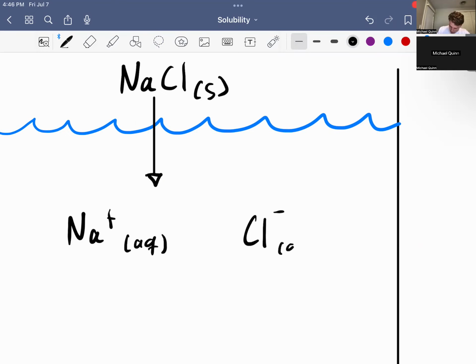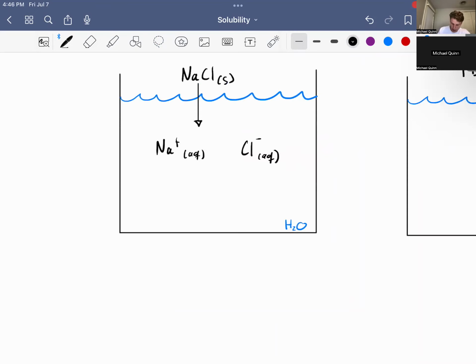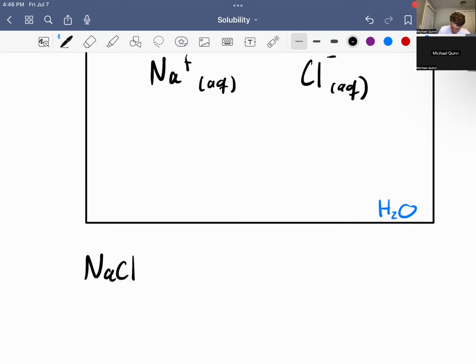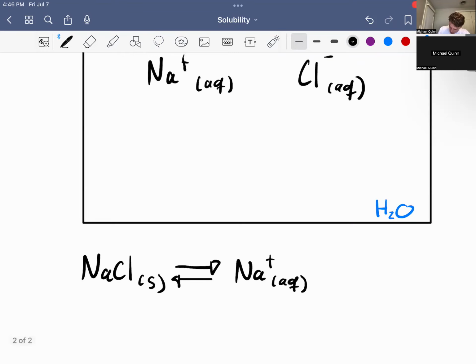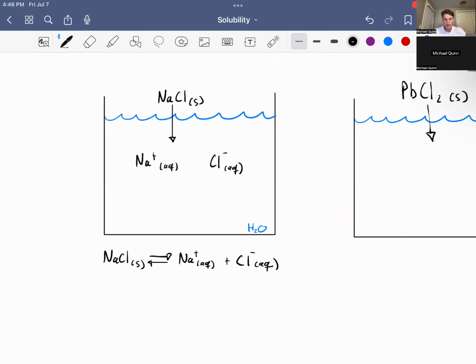and Cl minus. So if we want to write an expression for this reaction, we can write sodium chloride solid goes to sodium plus aqueous plus Cl minus aqueous. However, what we need to realize for this reaction is that sodium chloride solid is going to be completely soluble. So when we put it into water, none of that sodium chloride solid is going to exist.